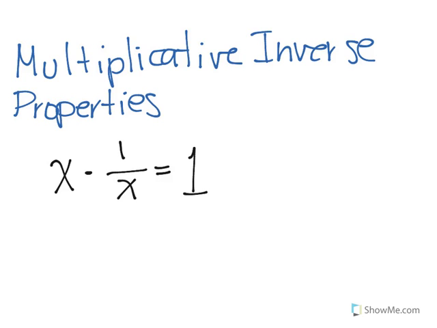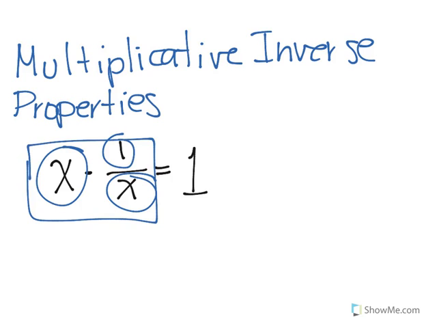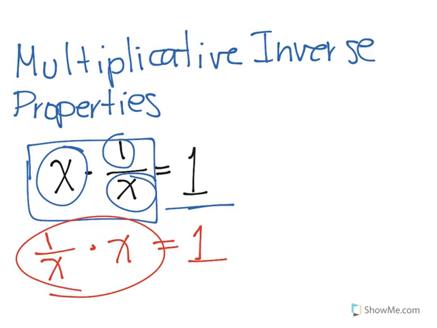But you must make sure that this is x and this is x as well, and this has to be 1. So this has to be exactly like this in order for it to equal 1. Of course, you now know, because of the commutative property, you could also have 1 over x times x, and that is also equal to 1. So either one of these is true, so let's see one quick example.